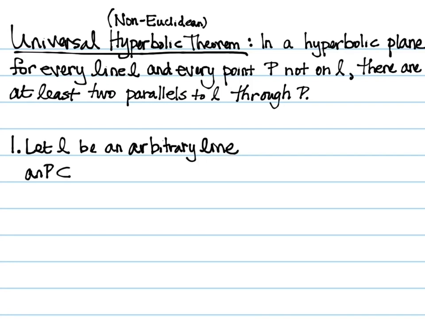And P, not be on L. Okay, so we've got a point not on L. We've got the line L, and I'll draw it over here. So here's my line L, and here's my point P. That's the setup. And that makes sense, because that's the setup of the way it's describing it anyway in our theorem.